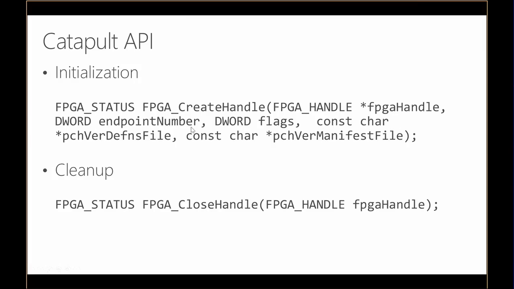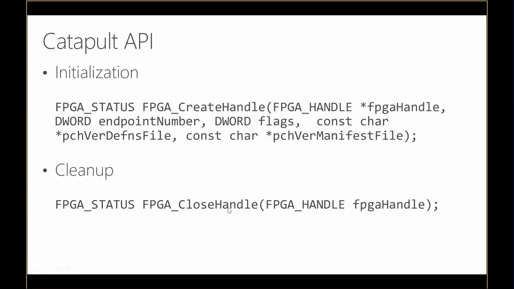And the last two arguments point to files that are used to perform version checking. The PCH version definitions file defines which version registers to verify, and currently it should be set to null as default. And the PCH version manifest file defines the compatible values for version registers, and default is also set to null.